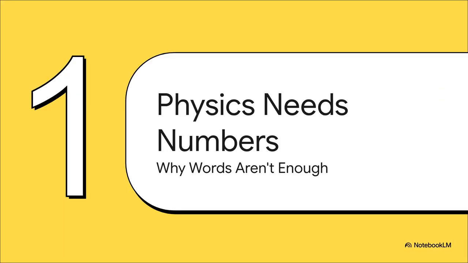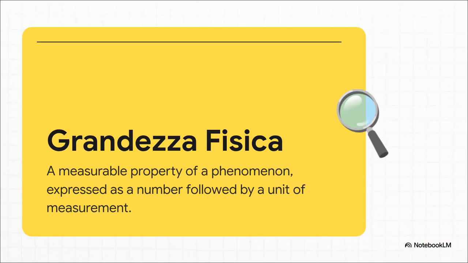We're starting at the very beginning, with the basic problem: why words, by themselves, just aren't good enough for doing physics. So this brings us to the official term for what we're talking about, a physical quantity. In Italian, a grandezza fisica. It's basically any property of something that you can actually measure, like its length or its mass or its temperature.